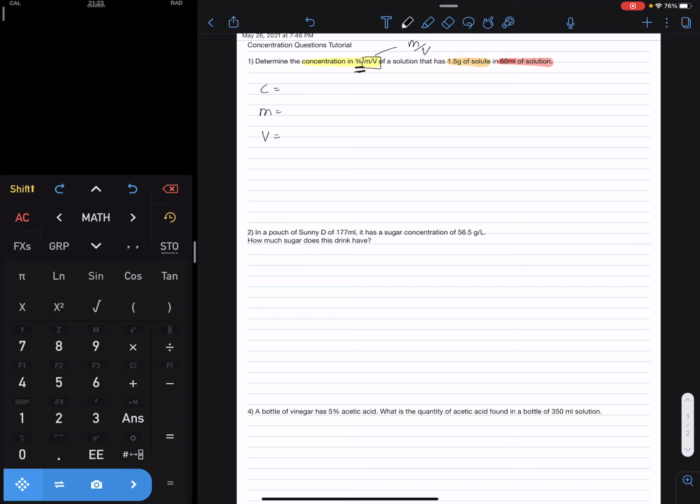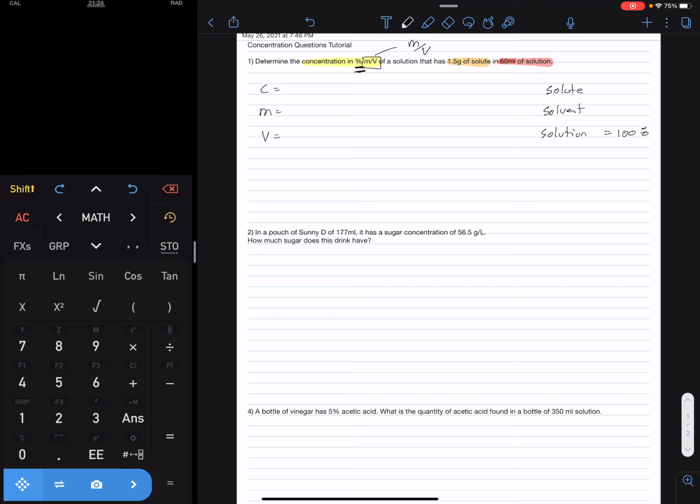So, if you're faced with a question that gives you grams, milliliters, and percent, and you get stumped, always remember the 3 S's: solute, solvent, and solution. Your solution will always be 100%. You can't have more than 100%, unless there's bonus points, but in terms of concentration questions, your solution will always be 100%.